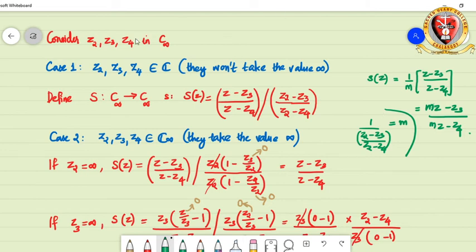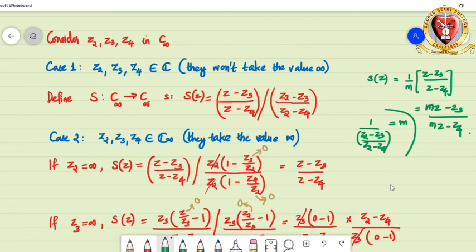So what we are talking about now is actually a fractional transformation. So we are defining S of z for those 3 points like this, if they happen to be from C and they are not taking the value infinity. The next case will be when they take the value infinity. So we are thinking that they are coming from the extended complex plane. That means they can take the value infinity.